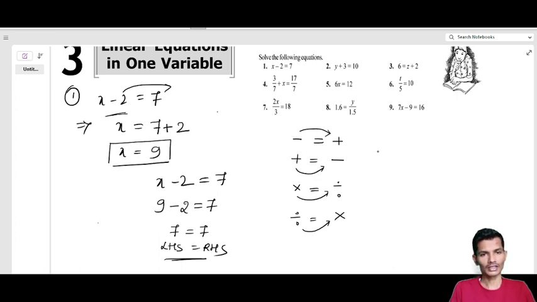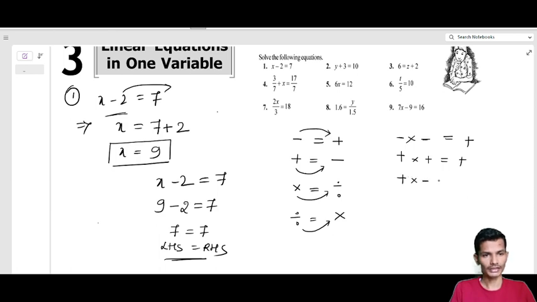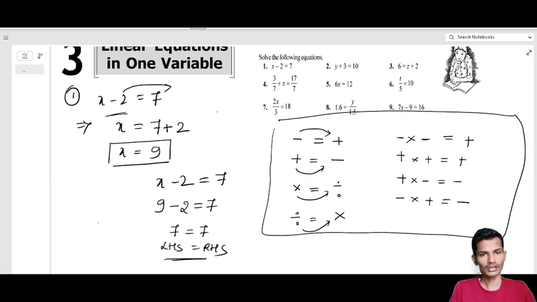Other than this we have one more thing. If I'm multiplying two numbers having the same signs, that is minus and minus, then the multiplication result will become plus. Minus into minus is plus, and plus into plus will become plus, and plus into minus will become minus, minus into plus will become minus. So these two are the basics of mathematics.